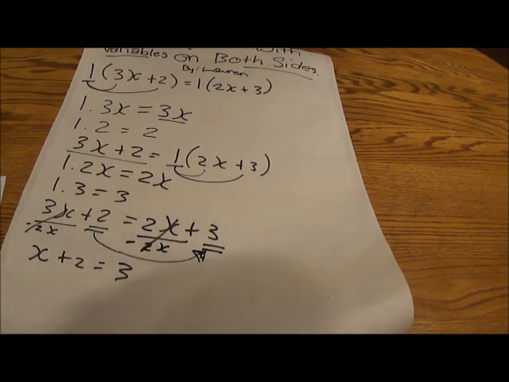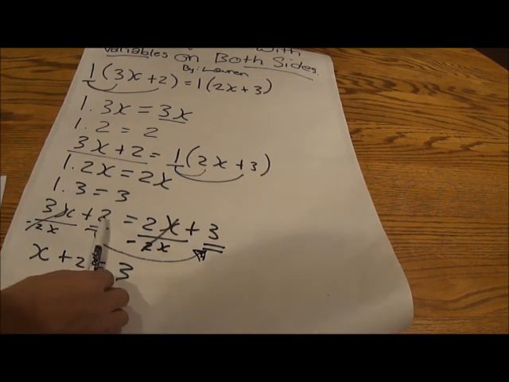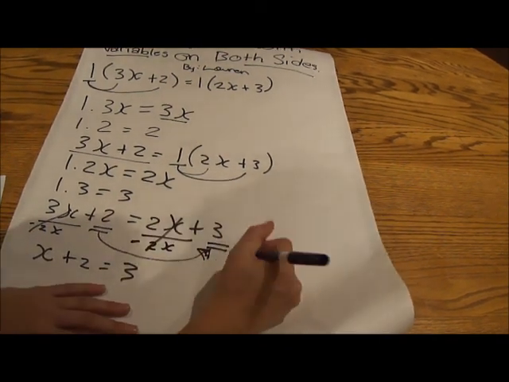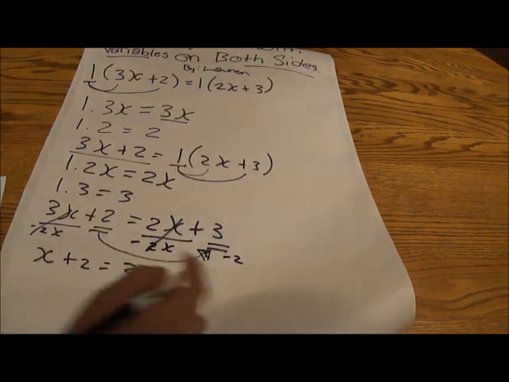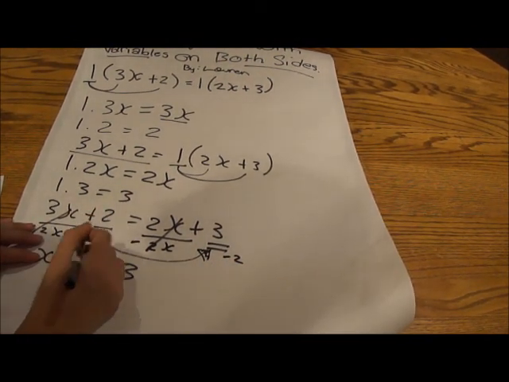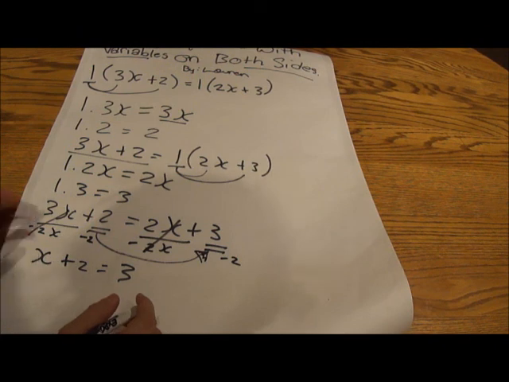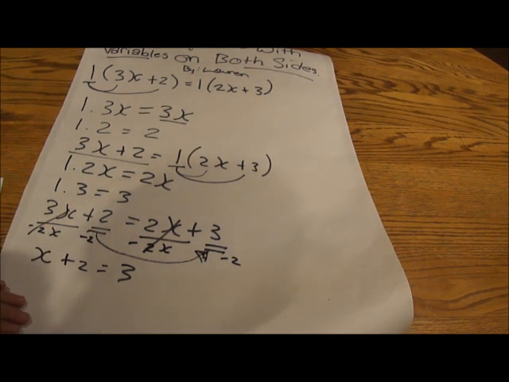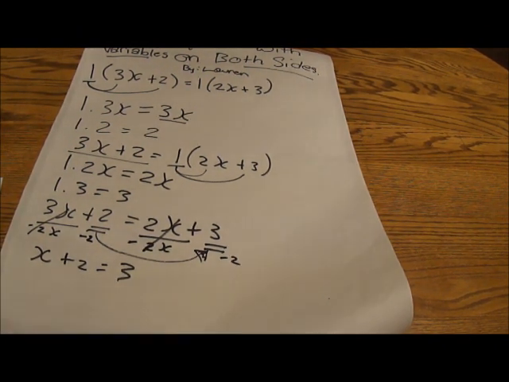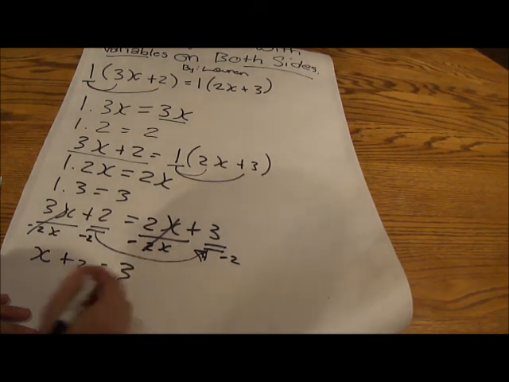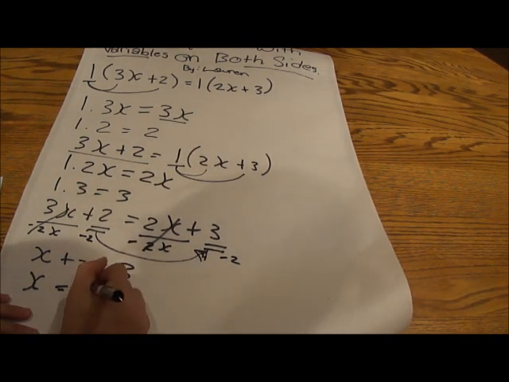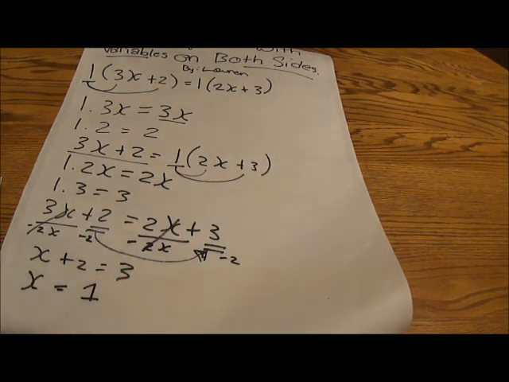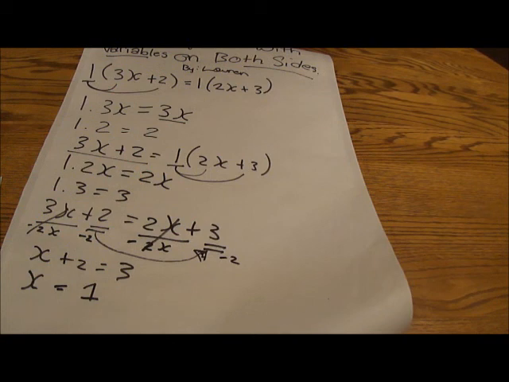And then we have to subtract. So 2 minus 3 equals 1. And what we do to one side, we have to do to the other. So minus 2 here, minus 2 there. So our equation is now, we switch this to x equals 1. So our answer is now x equals 1.